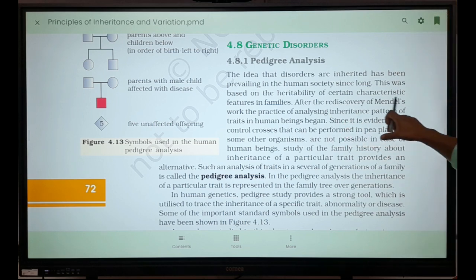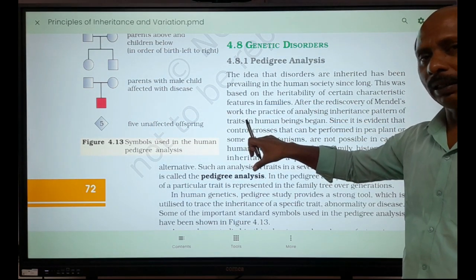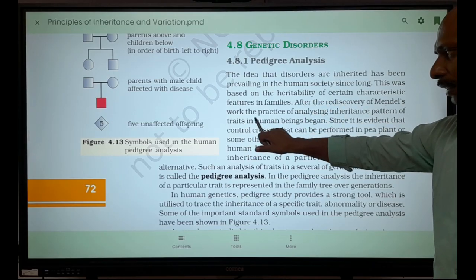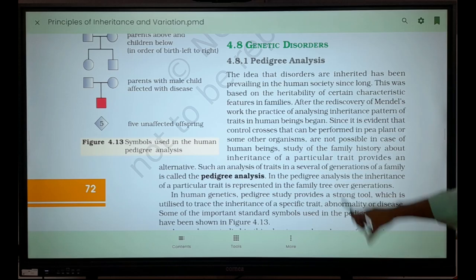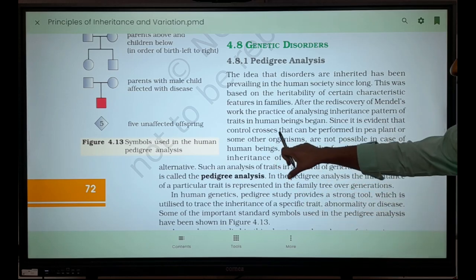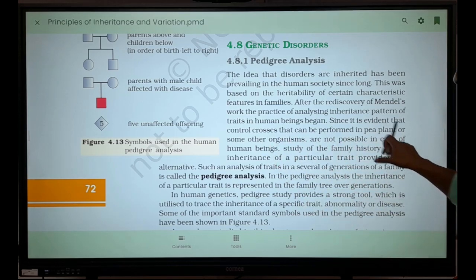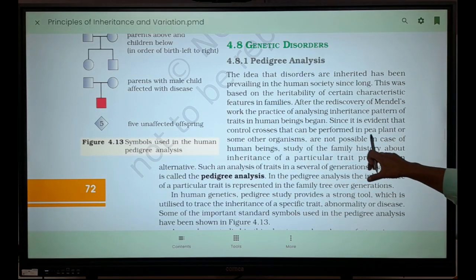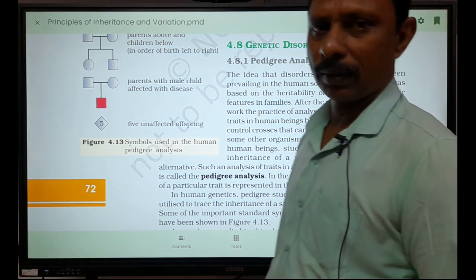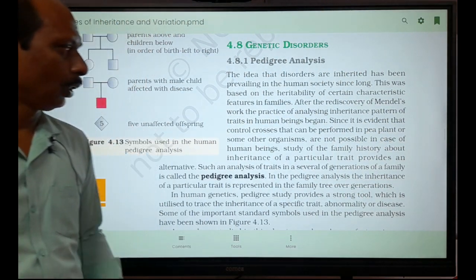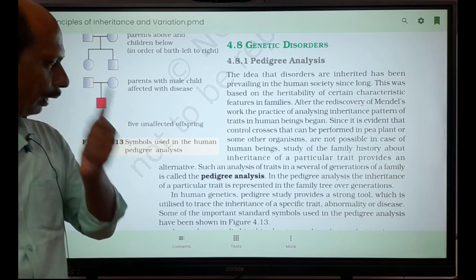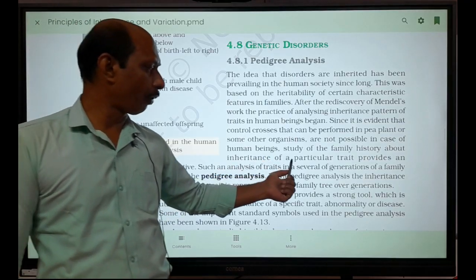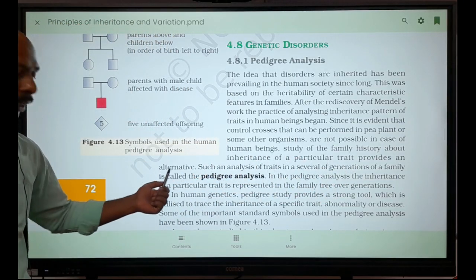After the rediscovery of Mendel's work in 1900, the practice of analyzing inheritance patterns of traits in human beings began also. Since it is evident that controlled crosses that can be performed in pea plants or some other organisms, as in Drosophila, are not possible in human beings. Why is it not possible in human beings? Study of the family history about inheritance of a particular trait provides an alternative.